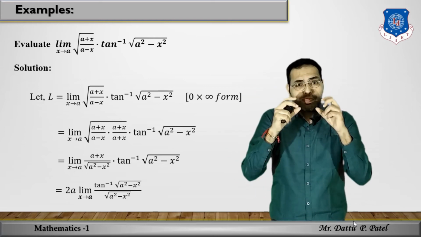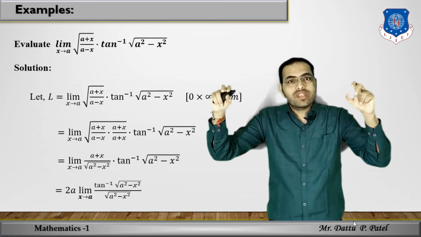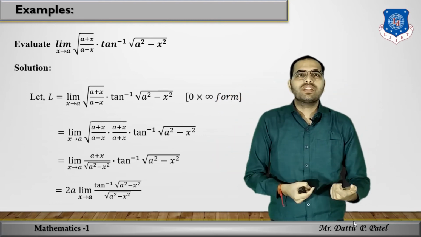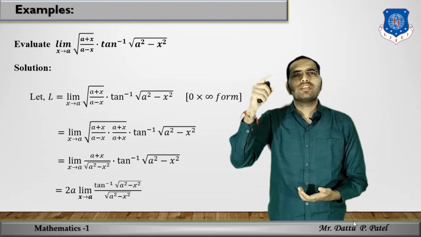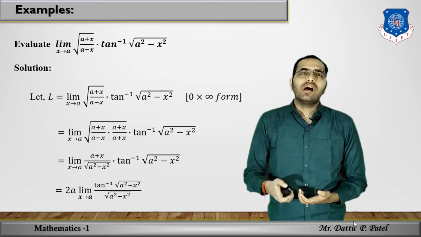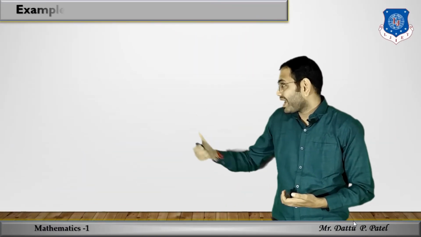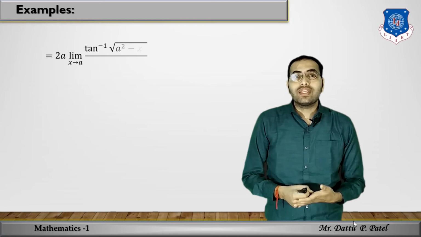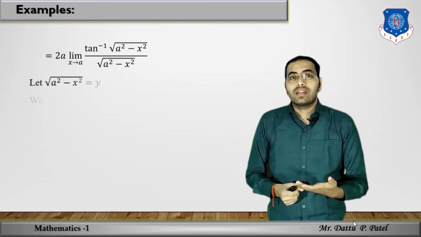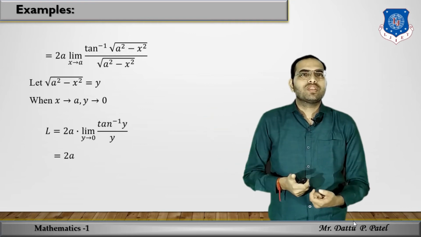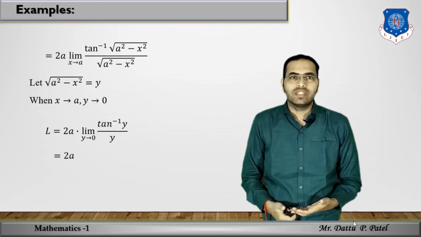Then applying the limit to each individual term, the first term becomes 2a, into the second term, which is limit x tends to a of tan inverse of square root of a square minus x square upon square root of a square minus x square. Now in the second term, directly we can say that the value of tan inverse of square root of a square minus x square upon square root of a square minus x square is 1.